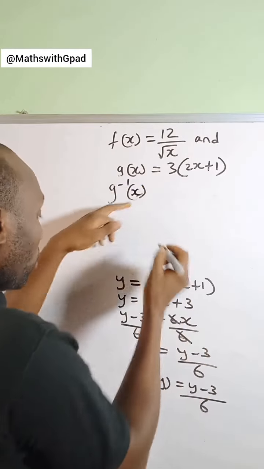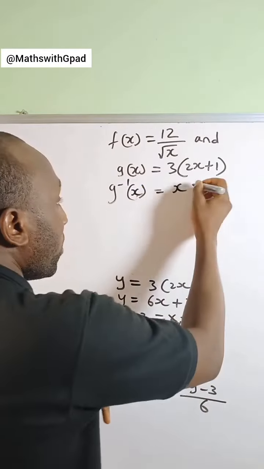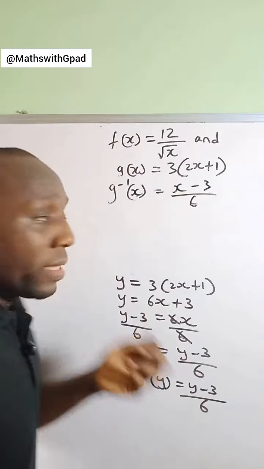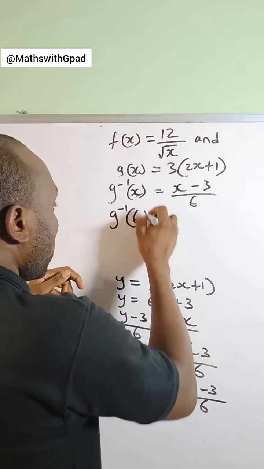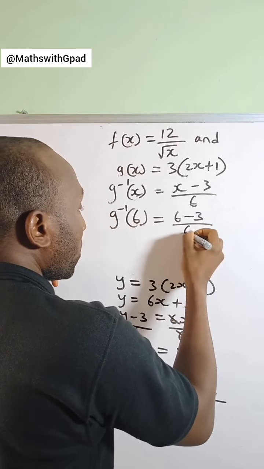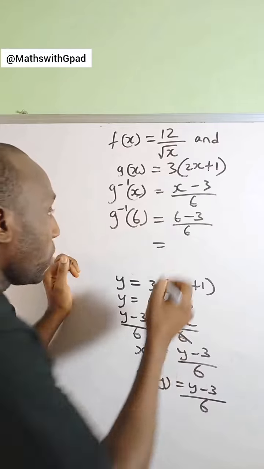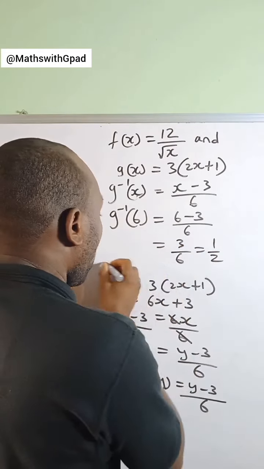I'm just going to write it. So change y to x here and change y to x as well here. So see what you have. Therefore, g inverse of 6 is equal to what? 6 minus 3 over 6. 6 minus 3 is what? 3. And over 6 is what? 1 over 2. So this is your answer.